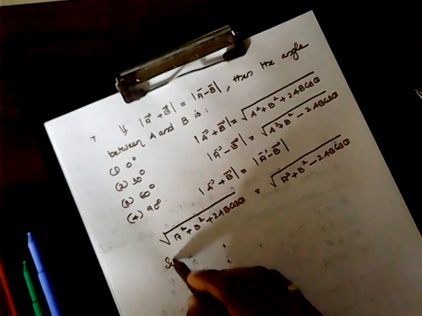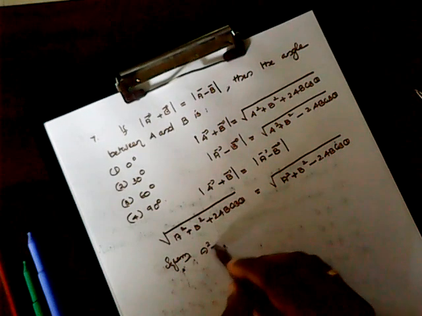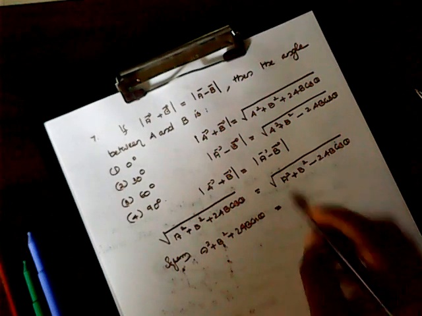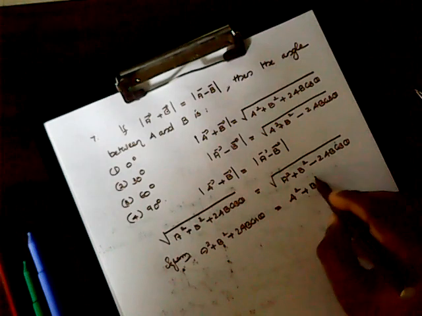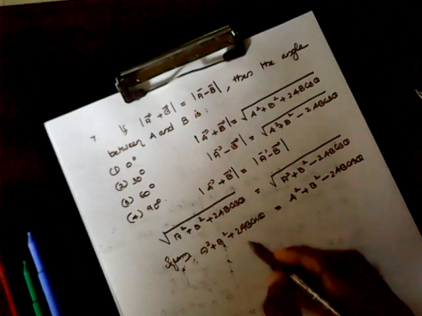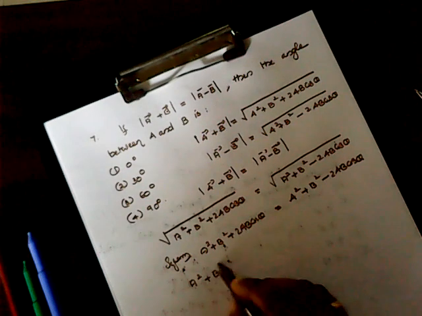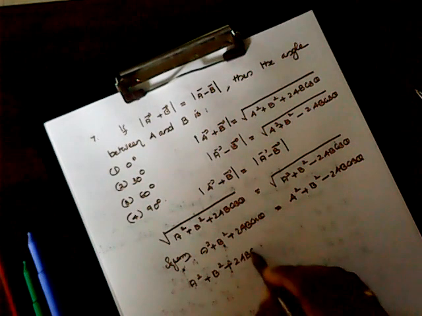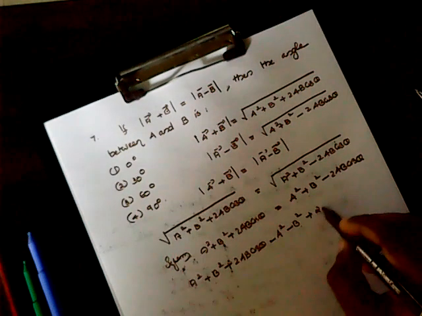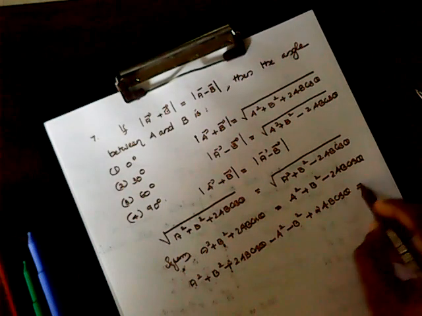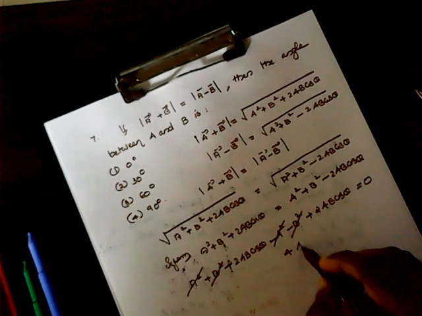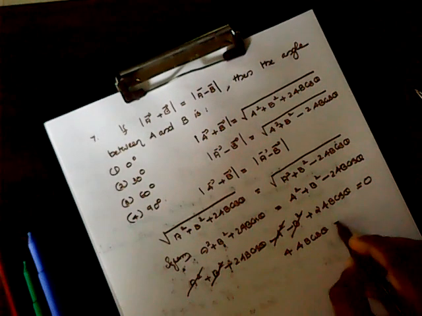On squaring, we get A square plus B square plus 2AB cos theta equal to A square plus B square minus 2AB cos theta. So bringing to one side, A square plus B square plus 2AB cos theta minus A square minus B square plus 2AB cos theta equals 0. A square cancels, B square cancels. That is 4AB cos theta equal to 0.